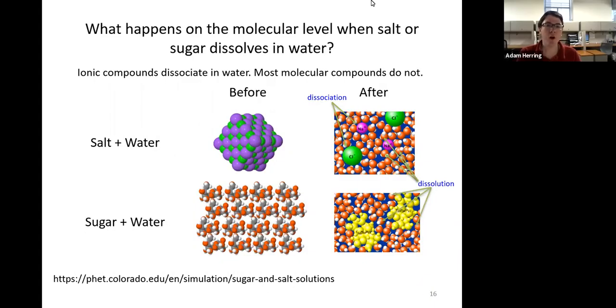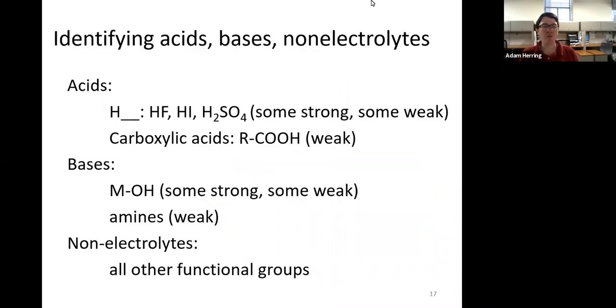To review, when we look at the dissolution process, we see a different process that occurs for ionic compounds, where they will dissociate in water, but most molecular compounds do not. Now, the important caveat here is that your strong acids are molecular compounds, but they do dissociate fully. So let's take another look at identifying acids, bases, and non-electrolytes.